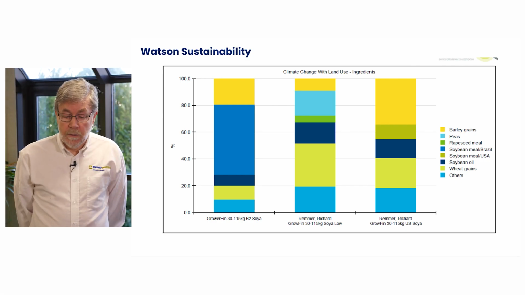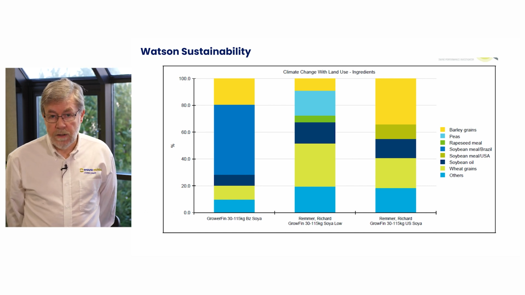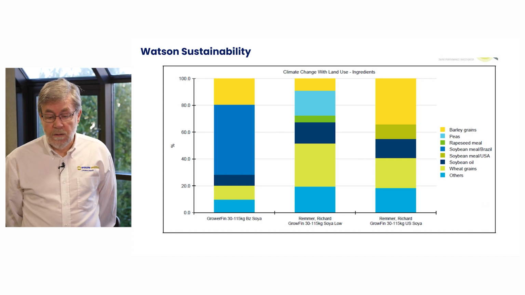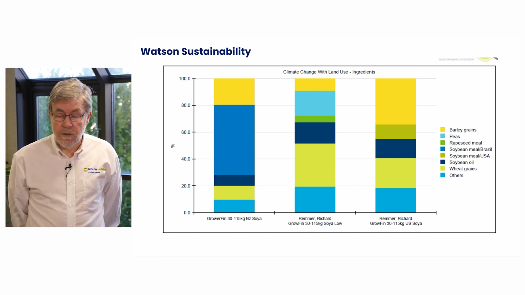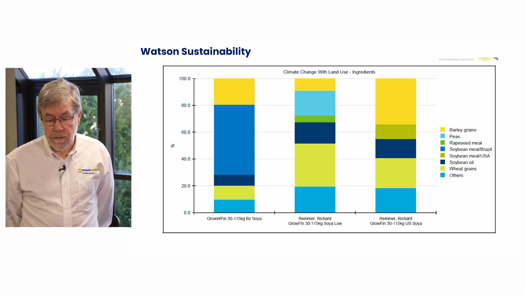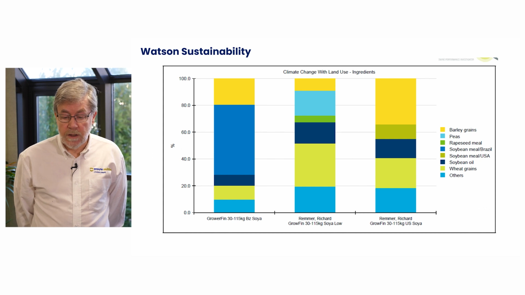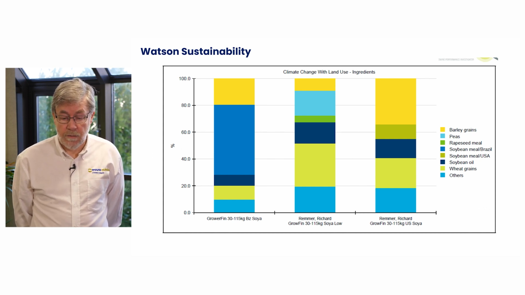Another output we get from the Remmer software is to show the contribution by each of the raw materials to the carbon footprint. And this is quite useful in that it helps us to select raw materials to enable us to reduce the carbon footprint of the meat produced. So quite clearly, when we look at the Brazilian soya option, we can see that the Brazilian soya is contributing the most to the carbon footprint.